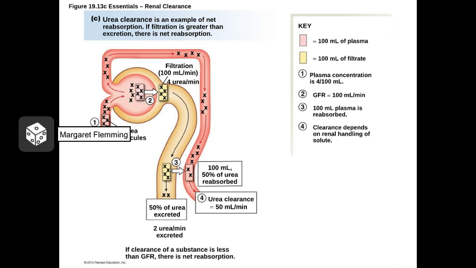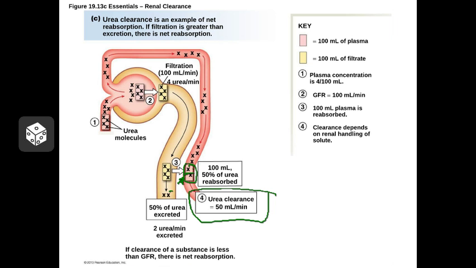Okay, so if that's the case, if we end up with 2 molecules here and 2 molecules in this 100 mils, we see that the urea clearance is 50 mils per minute. Only half of the box has been emptied of urea. The box represents 100 mils. Half of it is empty, so 50 mils per minute is urea clearance.